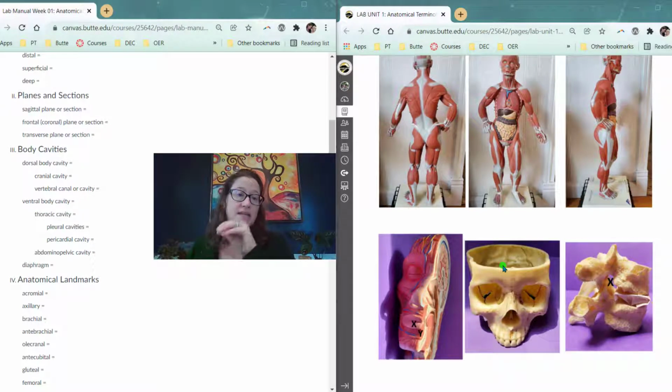Then a transverse planar section is one where a horizontal cut has been made. And you'll notice that the term transverse is going to have a pattern where it comes up in this semester, having something to do with kind of a horizontal directionality or going across. So a horizontal cut making top and bottom pieces is a transverse planar section.